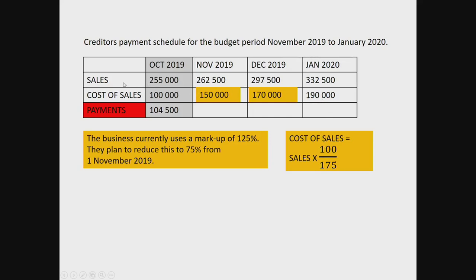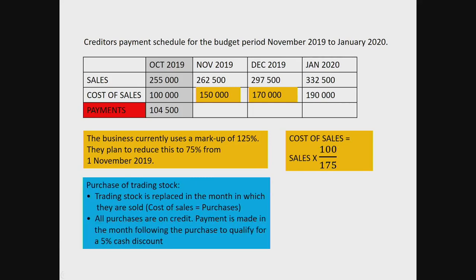But now what's very important, grade 11, is that the line is sales, cost of sales. That line is not gross profit. That line says payments. In other words, payment to creditors. So when we're in the budget, when you are calculating the cost of sales, you are actually calculating the purchases. Okay, so what it says, purchases of trading stock. Trading stock is replaced in the month in which they are sold. Therefore, it says that the cost of sales is equal to your purchases.